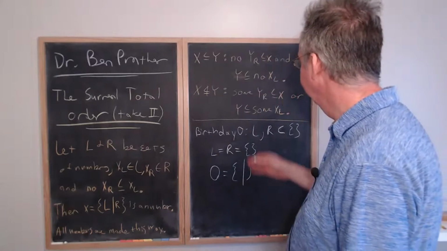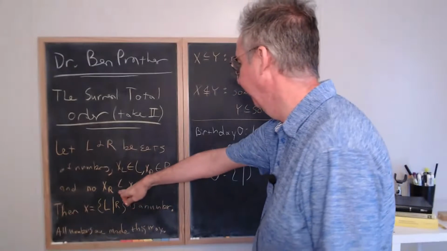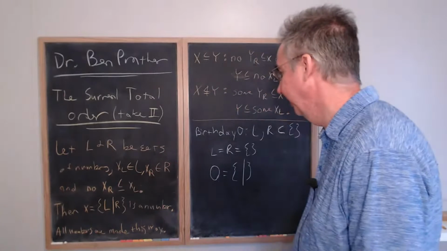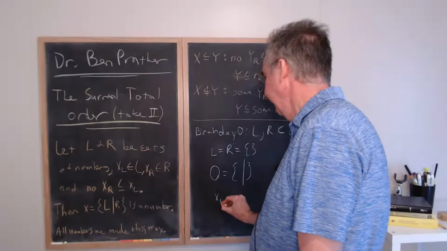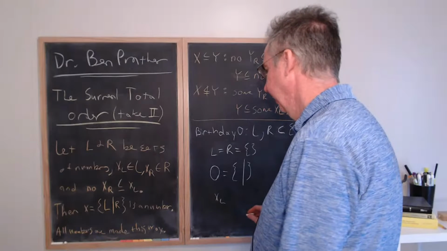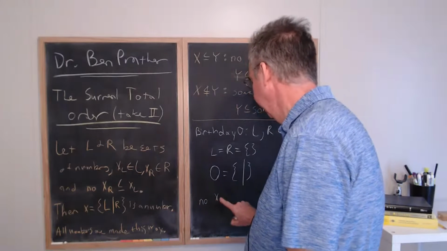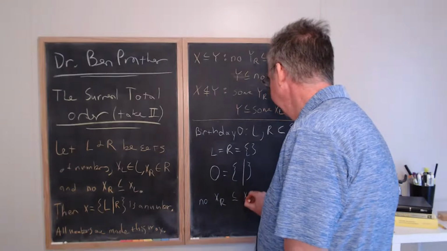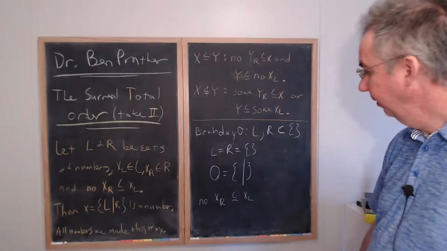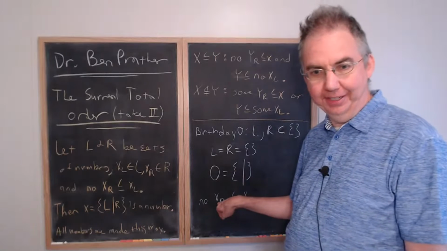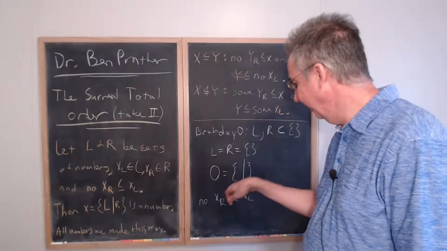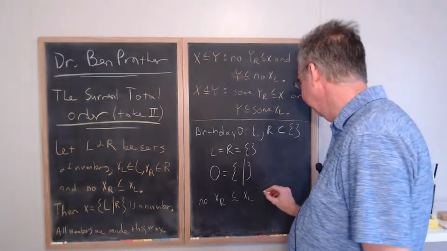And just to double check that this condition is met: the number has to be made of sets, but then we also have the condition that no X sub R is less than or equal to any X sub L. Well, this is vacuously true because there are no X sub R to be less than any X sub L. If you list all these up, there is nothing to check. So this is vacuously true.